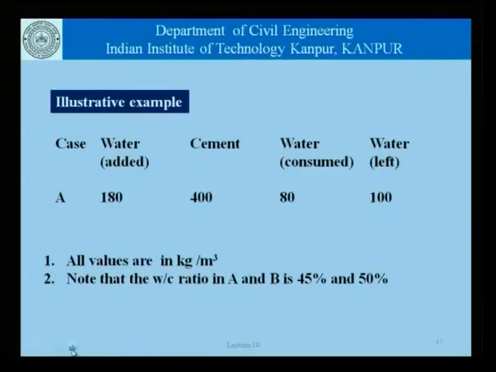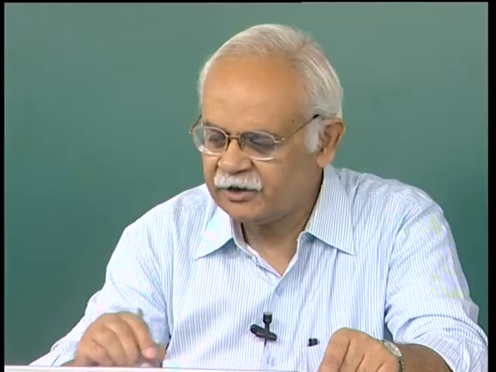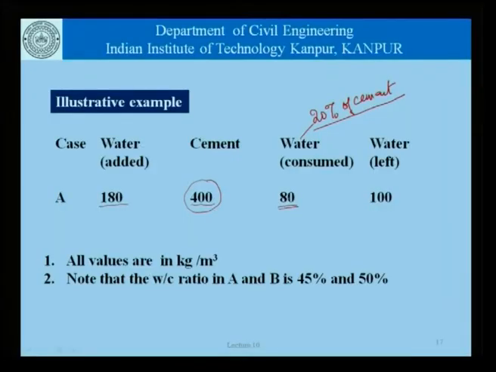Let us take an illustrative example. If we add 180 kgs of water per cubic meter, and that is a normal water content as far as concrete is concerned, if we use 400 kgs of cement with that, and if we assume that 20% by weight of cement is the amount of water that is required for complete hydration, this value becomes 80 kgs, because we are using 400 kgs of cement, 20% of that is 80 kgs. So, 80 kilograms of water will be consumed and 100 kilograms, 100 liters of water will be left behind.